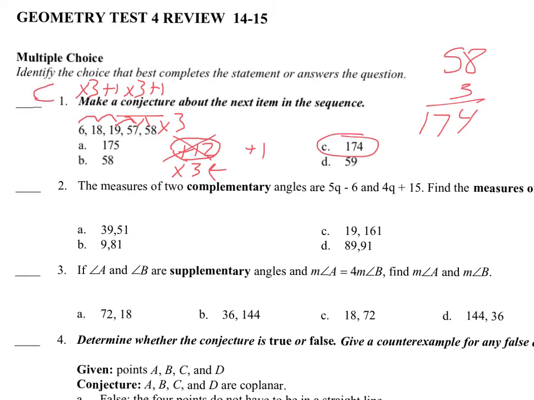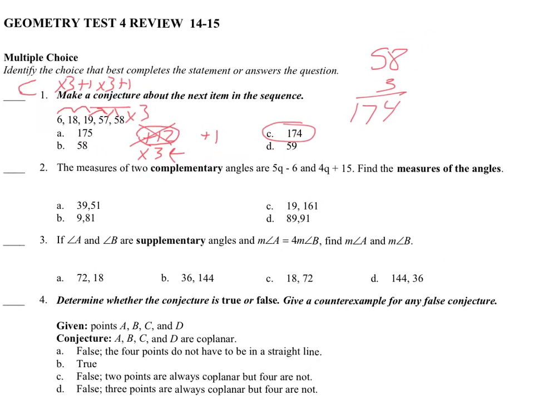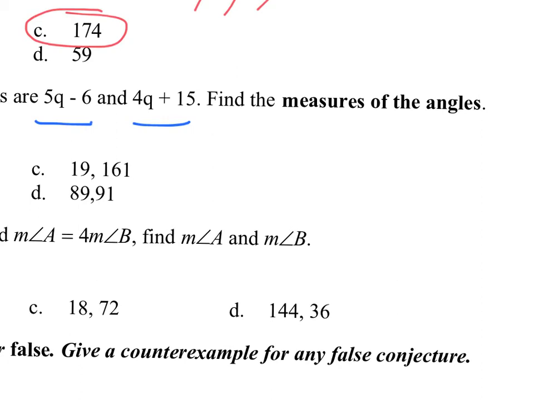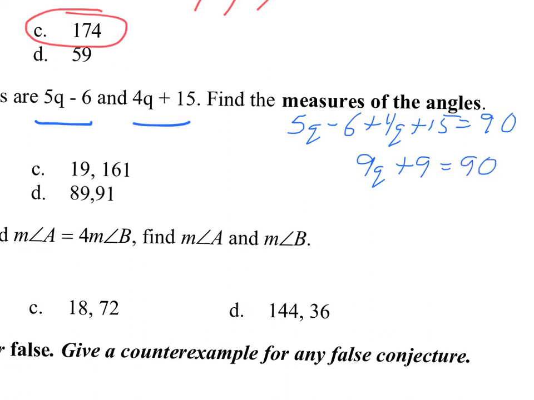Number 2. The measures of two complementary angles are 5q minus 6 and 4q plus 15. Well, if these two are complementary, then if I add them, 5q minus 6 plus 4q plus 15 equals 90 because they're complementary. Combine like terms, 4q and 5q is 9q, and negative 6 plus 15 is 9. Subtract 9 from both sides, and 9q equals 81. Divide by 9, and q equals 9.